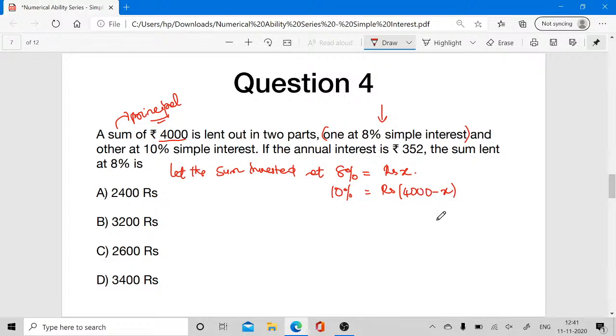So that is how we find out always. First thing is we equate one part to x, and the other part we subtract from the total. So we have x and 4,000 minus x. Now I told you, whatever simple interest question you take, it always follows this formula: P into R into T by 100.